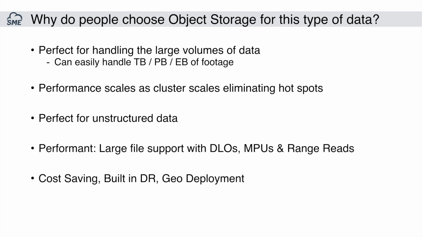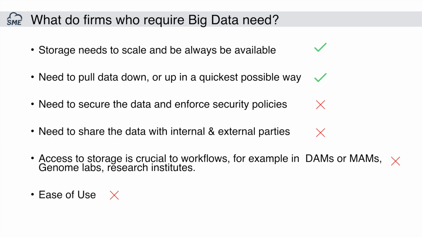But what do firms in the media and entertainment industry, and also in general the big data industry, need when they're evaluating their types of storage platforms? There's really a couple of things that they need here. First, they need storage that needs to scale and always be available. They don't want that storage going down at the crucial point, and they potentially want off-site backups. This is something that object storage can handle very well. They need to pull data down or up in the quickest possible way. Again, as we touched on in the previous slide, the object storage platforms often have things built in like multi-part uploads and DLOs and range reads.